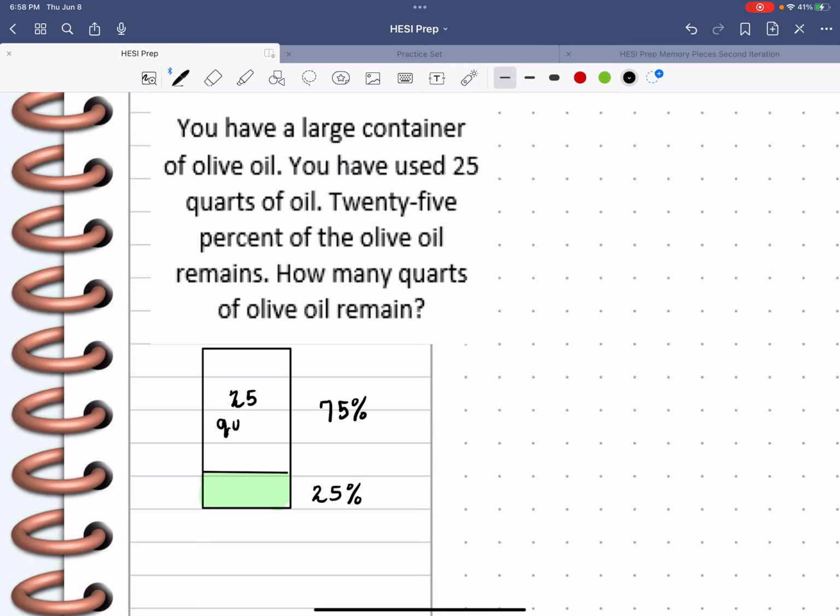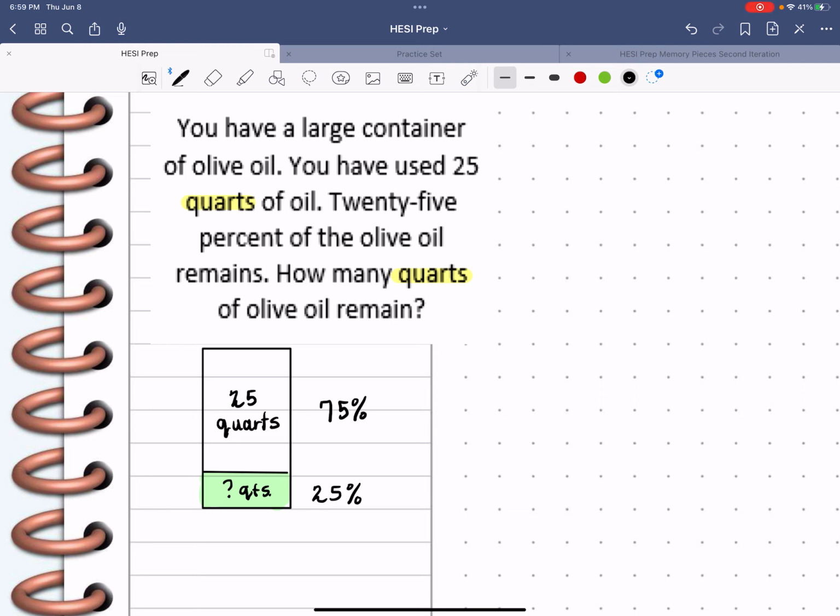Now, another thing that you want to be really careful with right here, it's not something you may even think about, but you need to check it. You want to be sure that those units match, that you don't have gallons or cups or pints, that you're dealing with quarts to quarts. And we are, but just double check that. So the question is, how many quarts remain? That green section represents how many quarts.